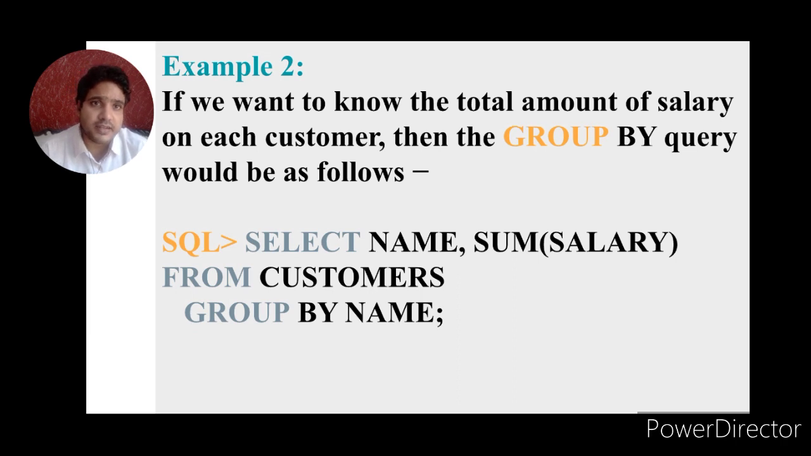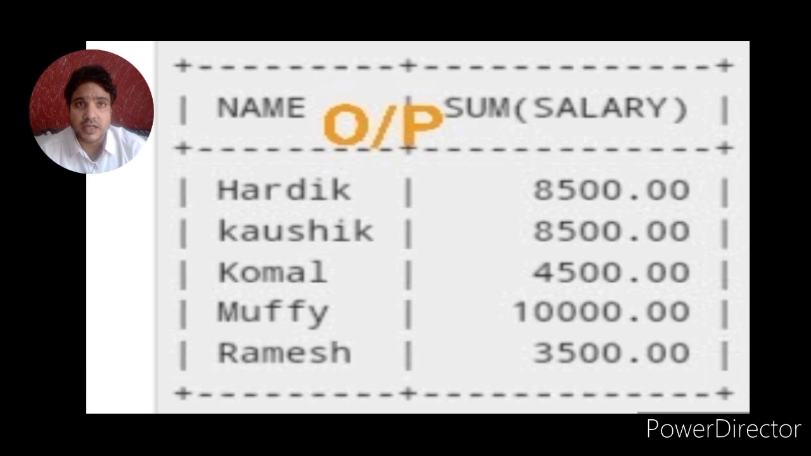Select name, sum of salary from customer group by name. It means the group contains 5 groups, and sum of salary performs the total salary according to each group, which will be shown like this. Here the name shows in ascending order: Hardik, Kaushik, Komal, Mufi, Ramesh, with the sum of the salaries according to the groups. This is the output.